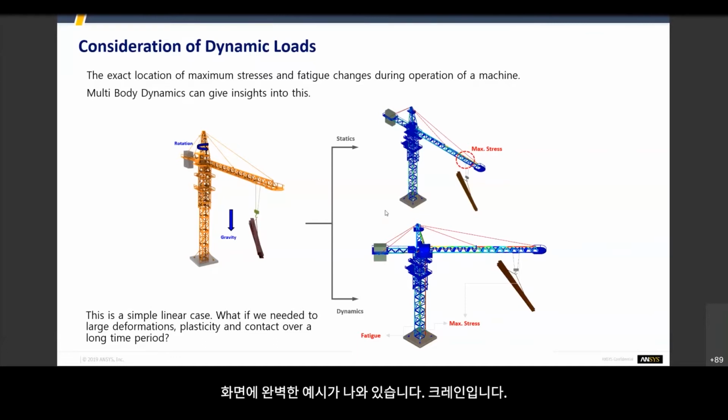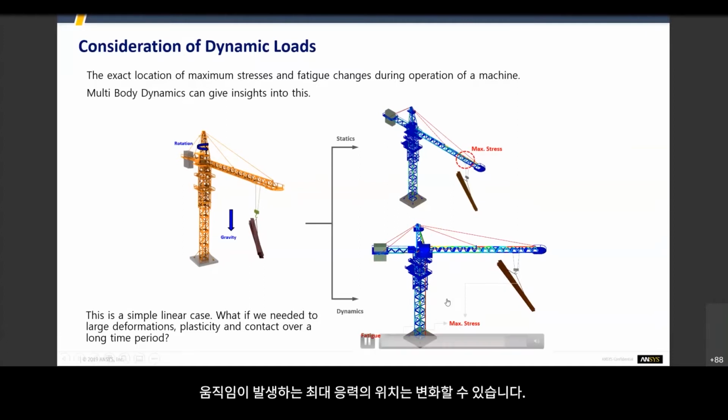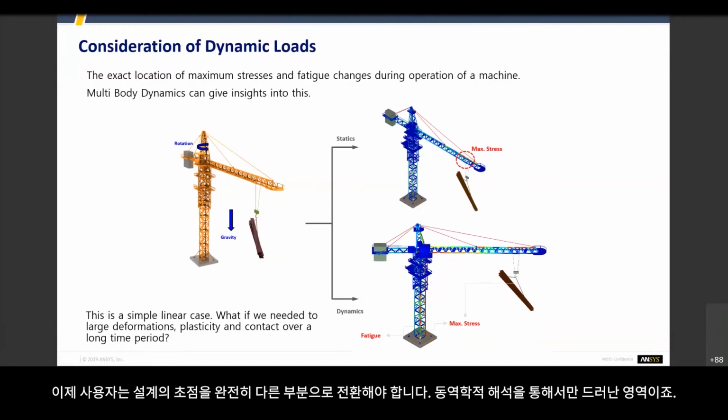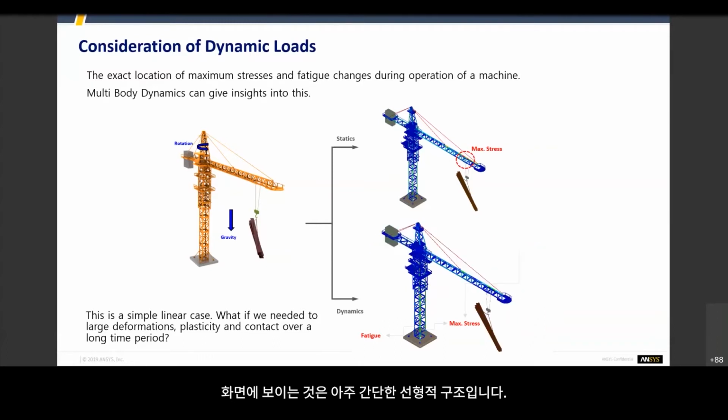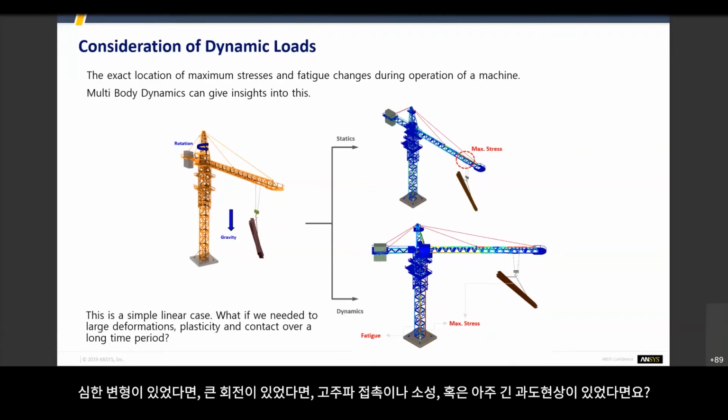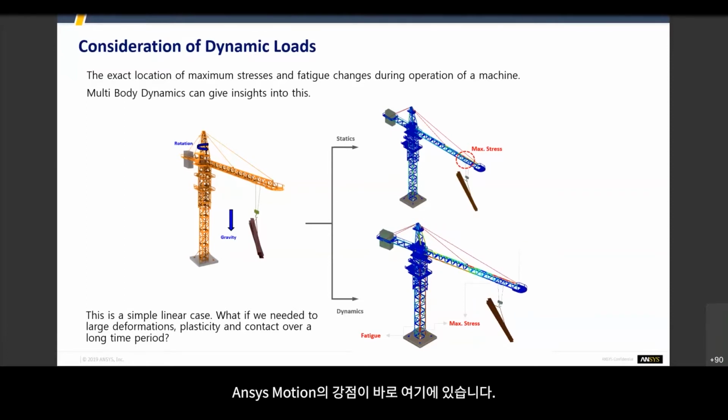Really perfect example on your screen here of a crane. When you look at a static situation or a static solution, you predict a region of maximum stress. Look at that in a dynamic context, though, and that region of max stress can change. Suddenly, you need to be focusing your design attention onto a completely different area that was only revealed by doing a kinematic analysis. And what you see on screen here is a very simple linear case. What if it was much more complicated? What if there were large deformations, large rotations, high frequency contact involved, or plasticity, or even very long transients? That really is the sweet spot, I suppose, for the Ansys Motion product.